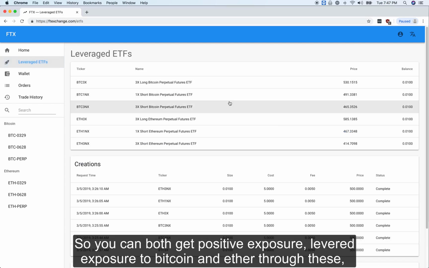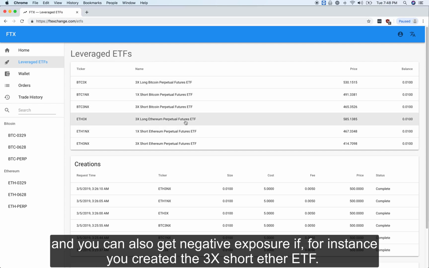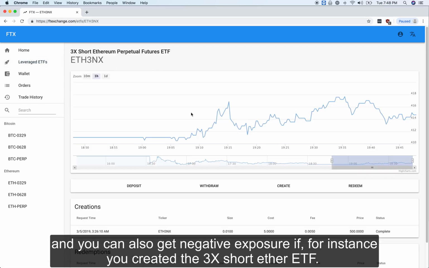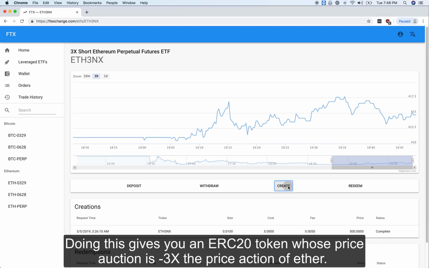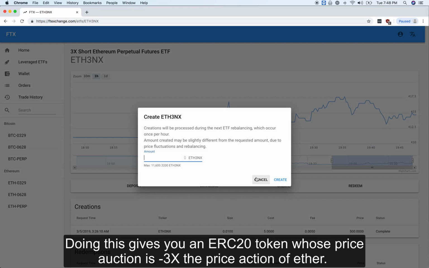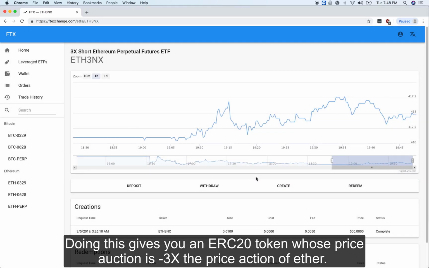So you can get positive, levered exposure to both Bitcoin and Ether through these. You can also get negative exposure if, for instance, you created the 3x short Ether ETF. Doing this gives you an ERC20 token whose price action is -3 times the price action of Ether.